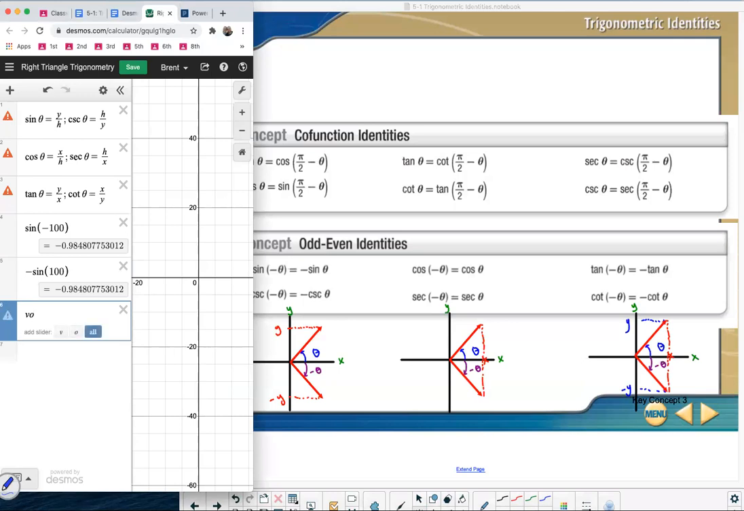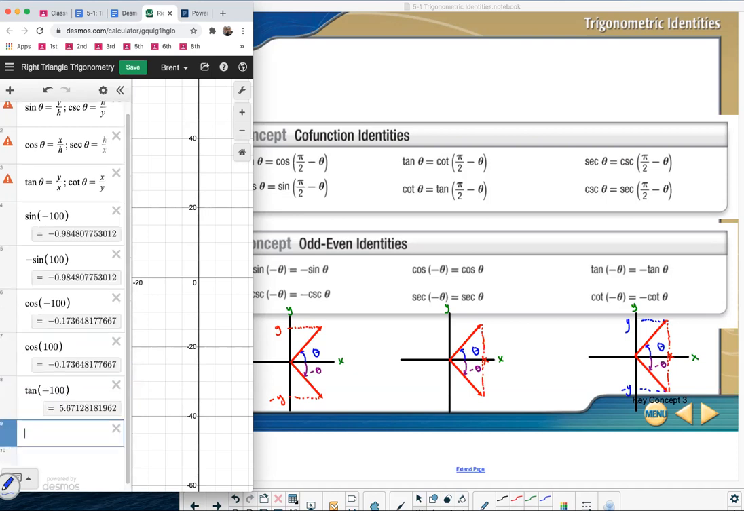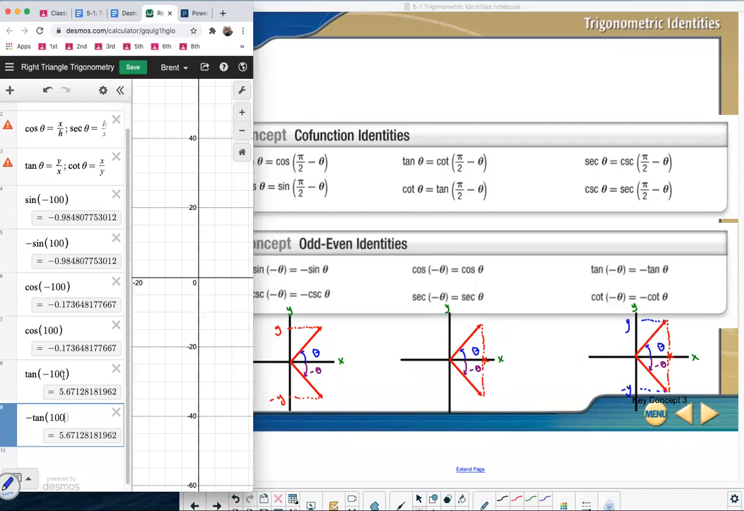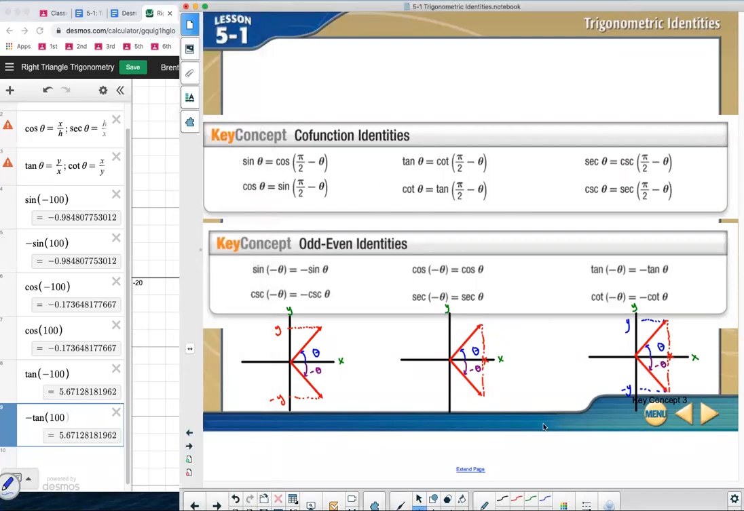So let me show you the relationship all the way across. Cosine of negative 100. Notice that is not equal to negative cosine of 100. Those are not the same. However, cosine of negative 100 is the same thing as cosine of 100. So see the difference of those two. This is odd, this is even. Tangent's also odd. You'll see how those match up. So that's the math there.